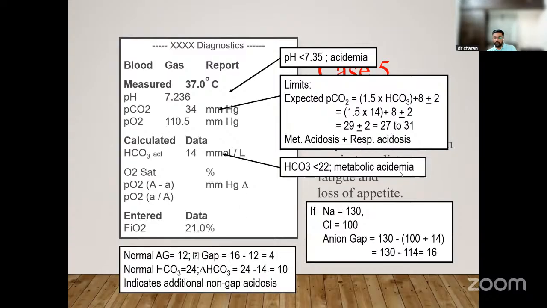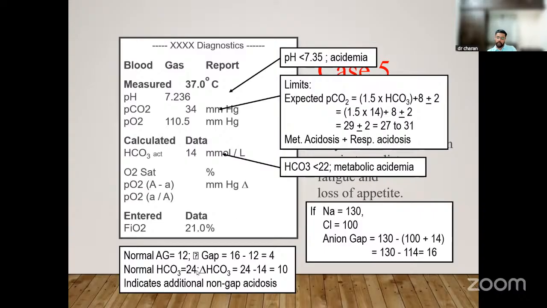The next step in a metabolic acidosis, you start seeing the anion gap. Sodium is 130, chloride is 100, bicarb is 14. You get an anion gap of 16. So the anion gap is more than 12. So it is a high anion gap metabolic acidosis. Here the most common reason can be a diabetic ketoacidosis. So for diabetic ketoacidosis, you check the ketones, check the sugars and start treating the DKA with insulin and fluids.